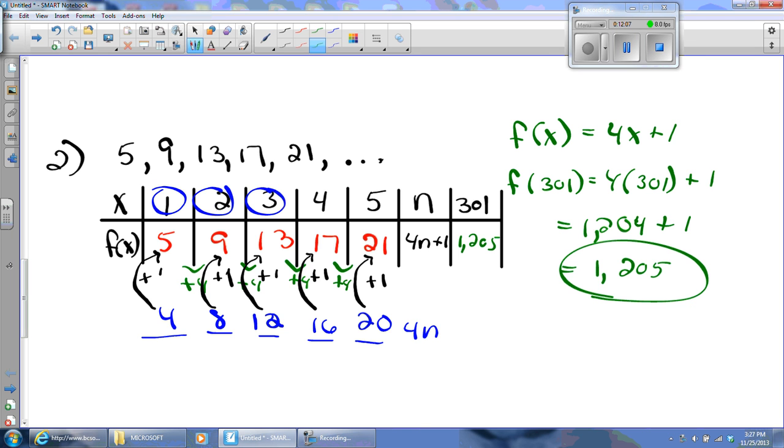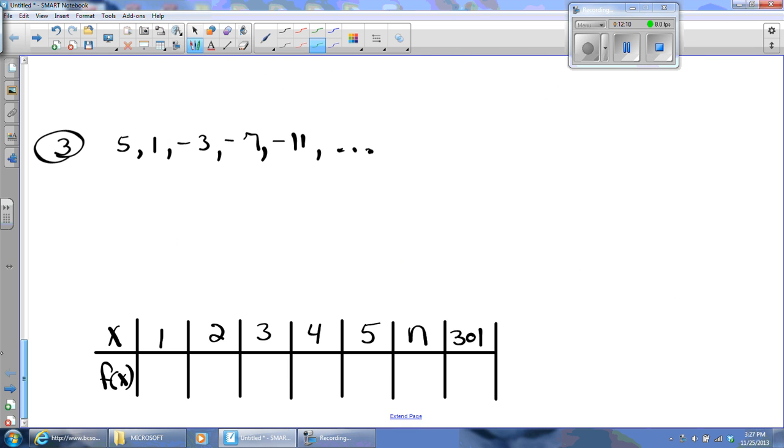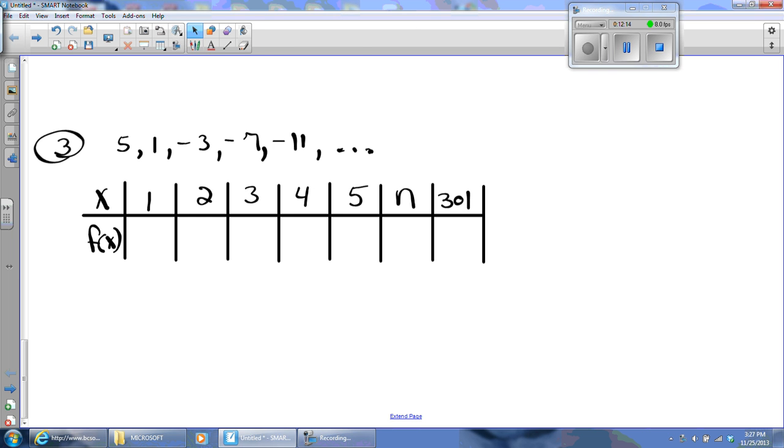Okay, one last one, and then we're going to wrap this video up. All right, here we go. Again, I make my input-output table, filling in 5, 1, -3, -7, -11, and I find my first differences. Ooh, it's -4. Ooh, it's -4. It's -4. It's -4. That means my nth term is going to be something like -4n.